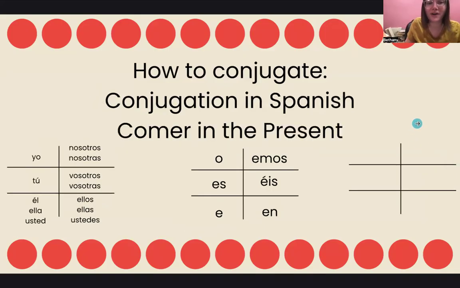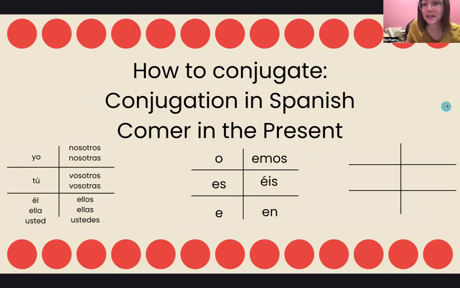So let's go. In Spanish, the endings for the present, and I'm just doing a present ER verb to show how each ending is different. For yo, we have the O. Then we have the S, A, emos, éis, en. Are you ready to hear and see the conjugations of comer, how to say to eat?